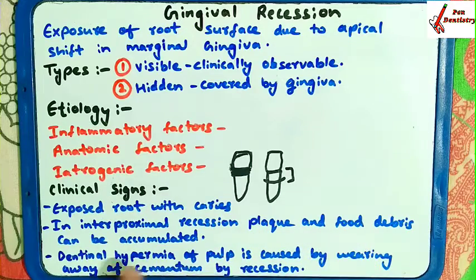Dentinal hyperemia of the pulp will be there, which is caused by the wearing away of the cementum. The cementum will get removed from the region of the tooth, caused by the recession, and it will cause the dentinal hyperemia of the pulp.